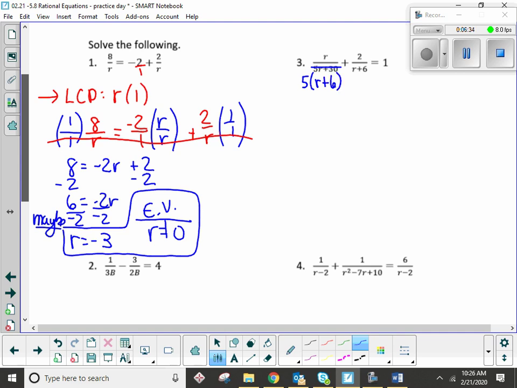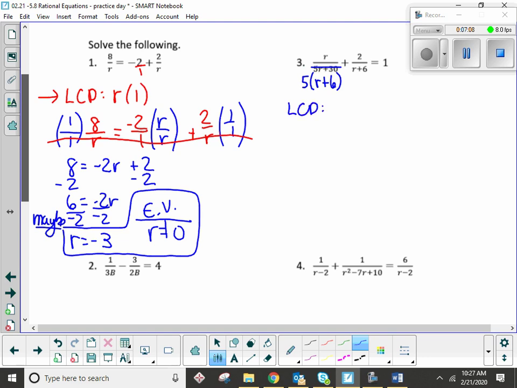If you don't factor and you try to build your LCD using just the 5r plus 30, it's going to make your problem really ugly and hard to work through. So that's the benefit of factoring and not forgetting to factor. It'll make your stuff simpler. All right, so we factored. That was the first part of LCD. The second part, B, says build your LCD by using each of the factors from your first step one time.